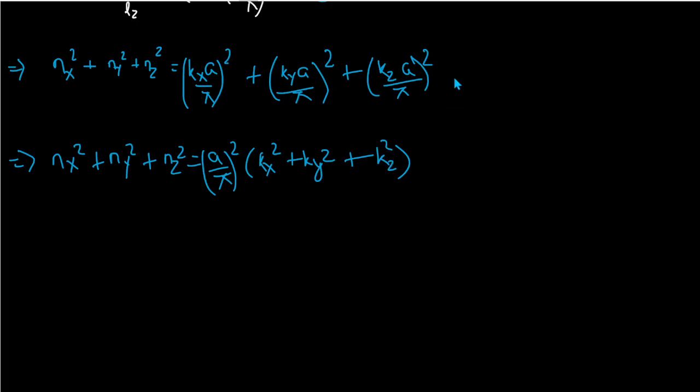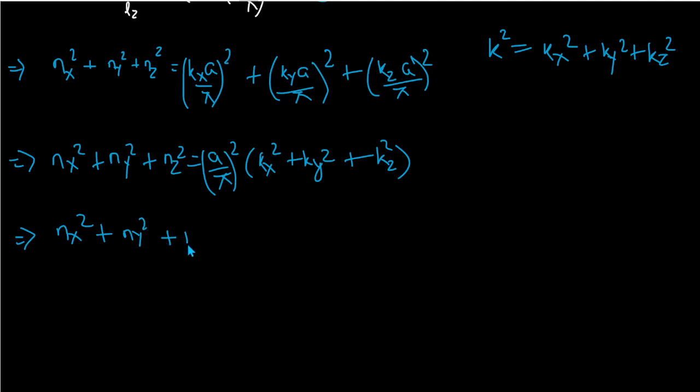So what's the meaning of this? If you remember, it's equal to k, where k is the wave vector. So k square is equal to kx square plus ky square plus kz square. It means in the next step, we can write this equation as nx square plus ny square plus nz square is equal to a by pi whole square into k square.